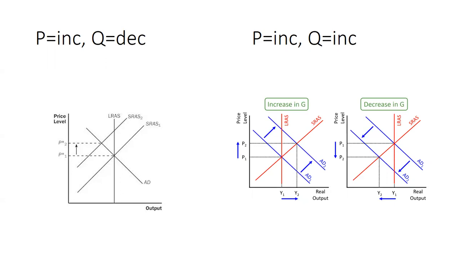Again, just to summarize: optimism, stock market boom, AD to the right. Pessimism, AD to the left. Be careful. Are they asking you for short run results or long run results? Just remember, inflationary gap.